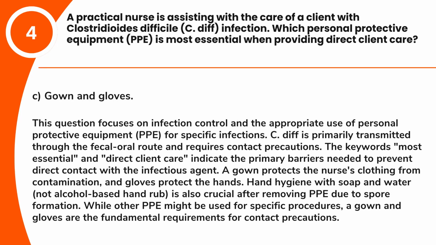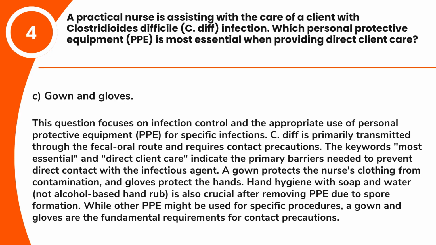Answer: C. Gown and gloves. This question focuses on infection control and the appropriate use of personal protective equipment, PPE, for specific infections. C. Diff is primarily transmitted through the fecal-oral route and requires contact precautions.